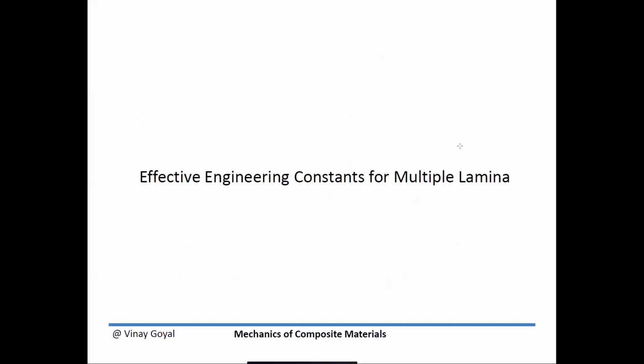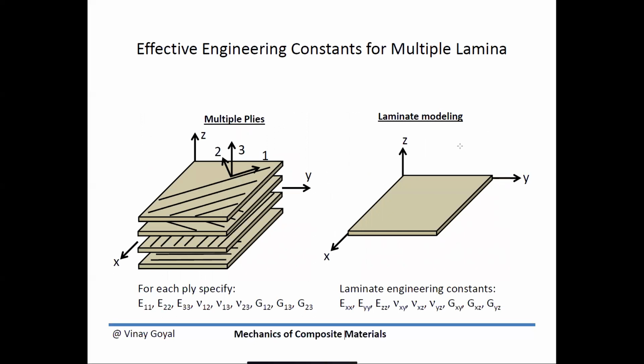So I will now discuss how to find the effective engineering constants for multiple lamina. And what do we want to accomplish? Given multiple plies, what I want to achieve is to take these multiple plies and find the effective properties for a laminate. I did it for a single lamina earlier, but what I really want to do is to find this for the whole stack, for multiple plies put together. And that's slightly a harder problem here.